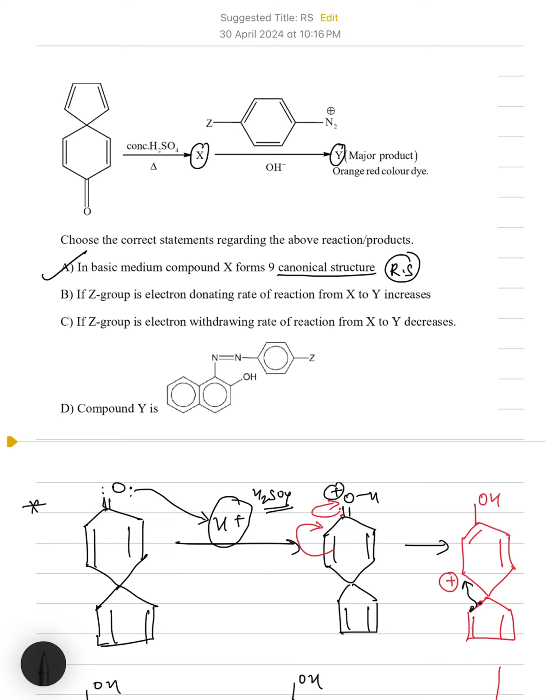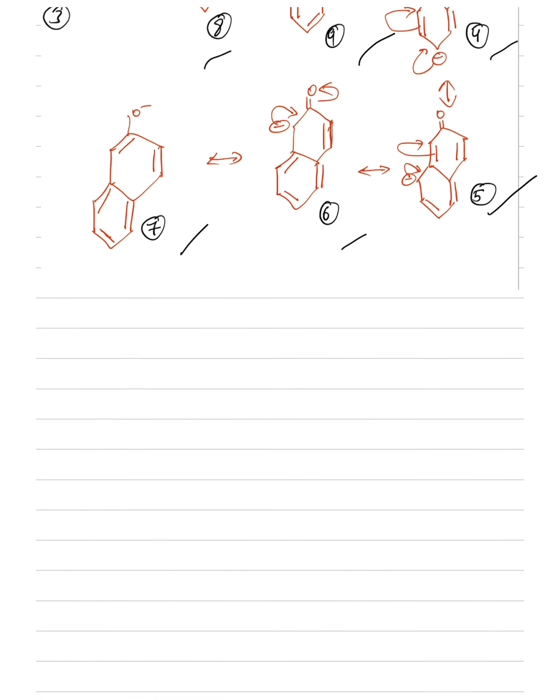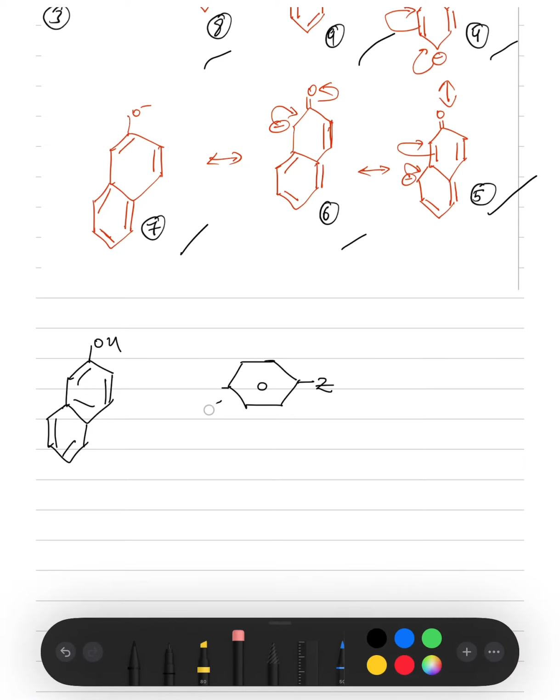Right? Now this X compound is made to react with the diazonium salt. This is the diazonium ion. We are making the reaction of X with diazonium ion. Right? So let's try to do it. This is the molecule which we have obtained as the X compound. We are making its reaction with this molecule. This is N2 plus, and here we have the Z, like this, right? This is the molecule which is going to react.